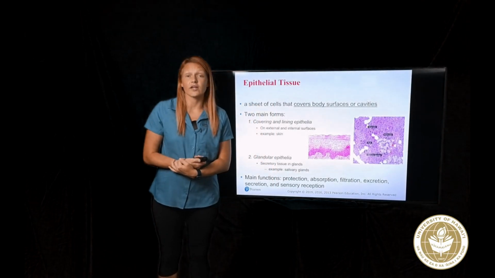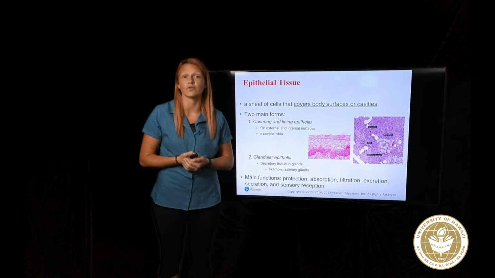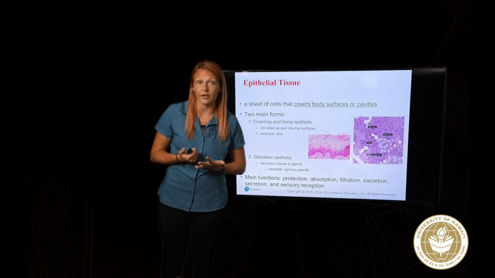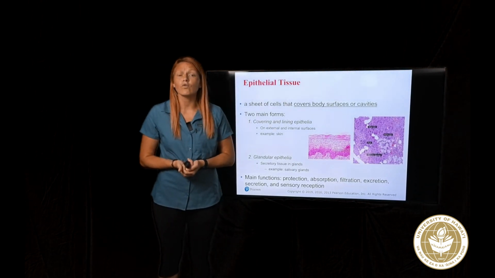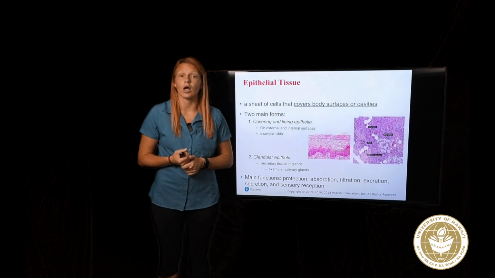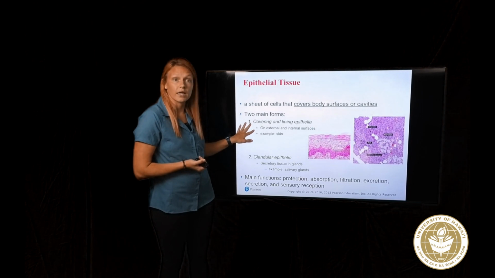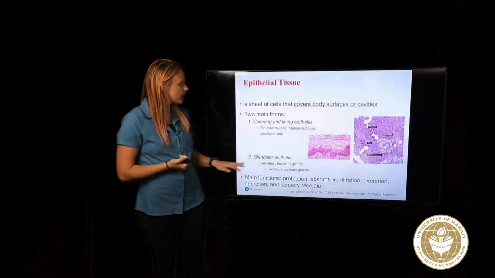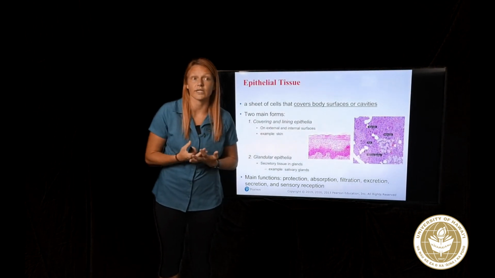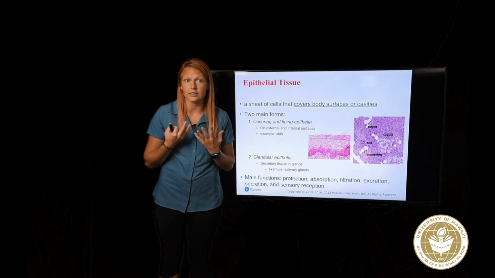So looking at epithelial tissue again, it is a sheet of cells that's going to cover body surfaces or cavities. And we have two main forms of this epithelial tissue. One form is going to cover and line the epithelia, which is basically your skin. It's on the external and internal surfaces. So that's this type 1, the covering and lining epithelia. Then we have our glandular epithelia. And this is going to be our secretory tissues, right? So they're going to secrete in your glands, such as your salivary glands.